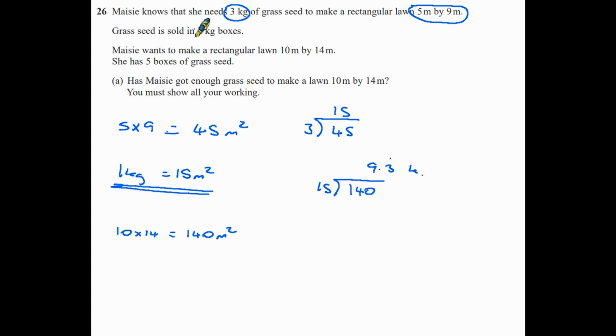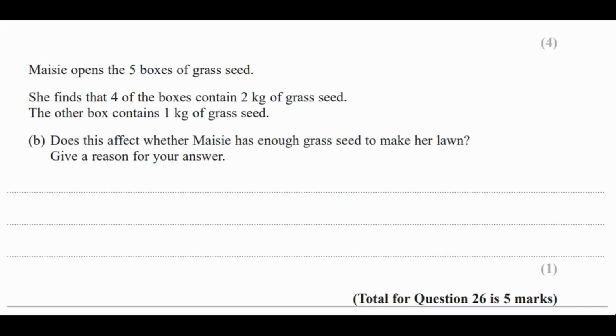So it's sold in 2 kilogram boxes and she has 5 of them. So she has 2 times 5. She has 10 kilograms. She needs 9.3. So yes, she has sufficient. And this question has a part B.